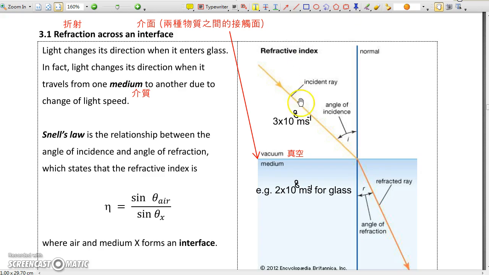the light also changes. The relationship between the angle of incidence and the angle of refraction is given by Snell's law, which looks like this. By using Snell's law, you will be able to find the angle of refraction for a given medium, such as glass.